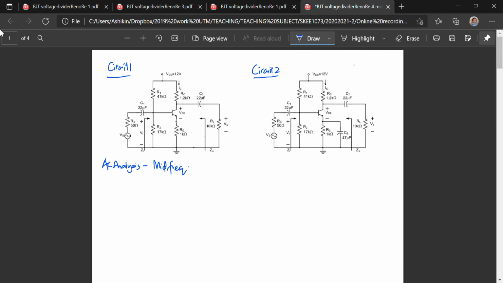So for the circuit on the left, we will draw its mid-frequency hybrid pi model. Okay, and then for the right circuit, or circuit number 2, we will also draw its equivalent mid-frequency circuit using the hybrid pi model.